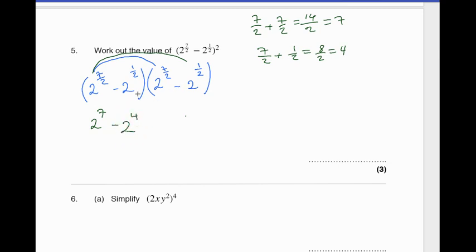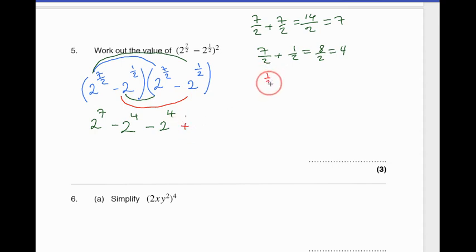Then we have minus 2 to the power of a half times 2 to the power of 7 over 2. So it's again minus, and it's again a half plus 7 over 2, which we worked out was equal to 4. So 2 to the power of 4. And the last time I'm going to do it in red, we've got minus 2 to the power of a half times minus 2 to the power of a half, which is positive.